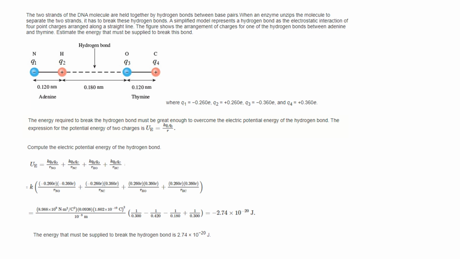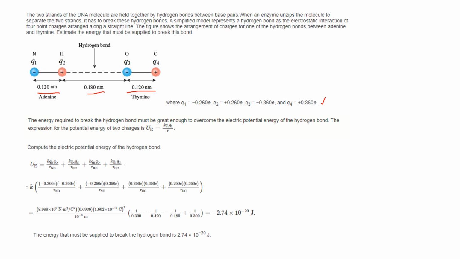So here you have different charges Q1, Q2, Q3 and Q4 in a straight line, and the distances between these charges are given to us. Q2 and Q3 are at 0.180 nanometer. Q1 is at a distance of 0.120 nanometer. Q3 to Q4 is 0.120 nanometer. So all the charges are given to us and all the distances are given to us.